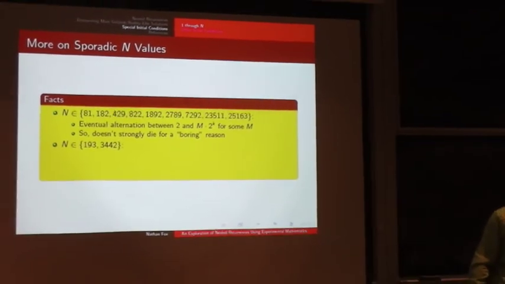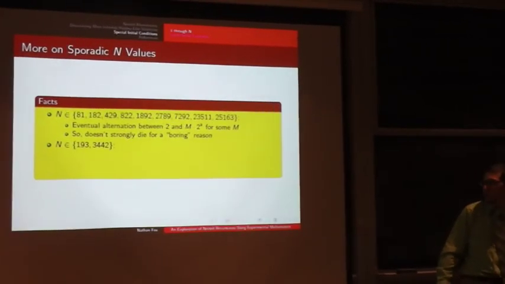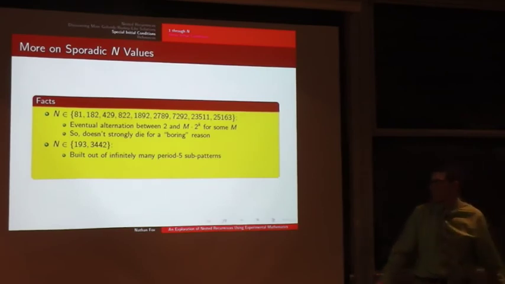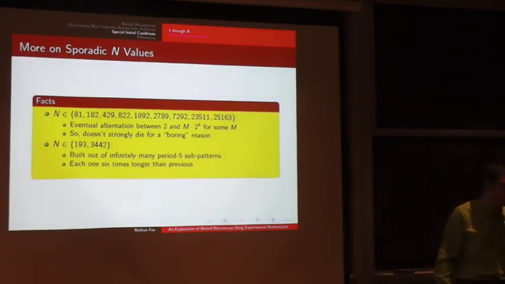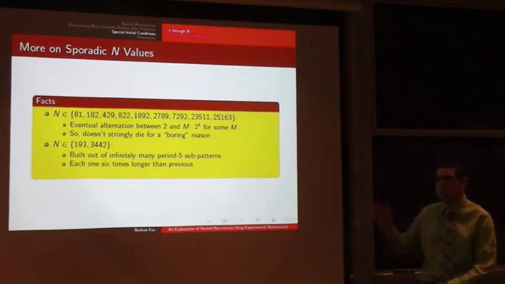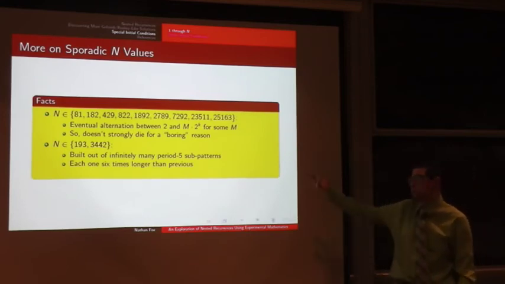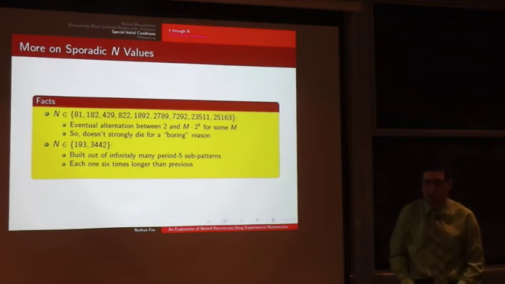But 193 and 340, so 334, 42, those are more interesting. These are built out of period 5 sub-patterns that each one is 6 times longer than the previous. And the transitions are all the same between them. So these ones sort of have a fractal structure that's really interesting.